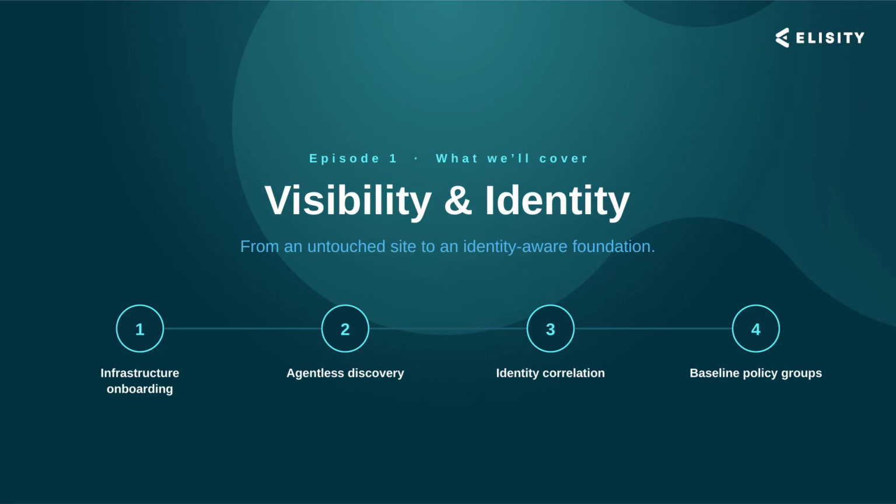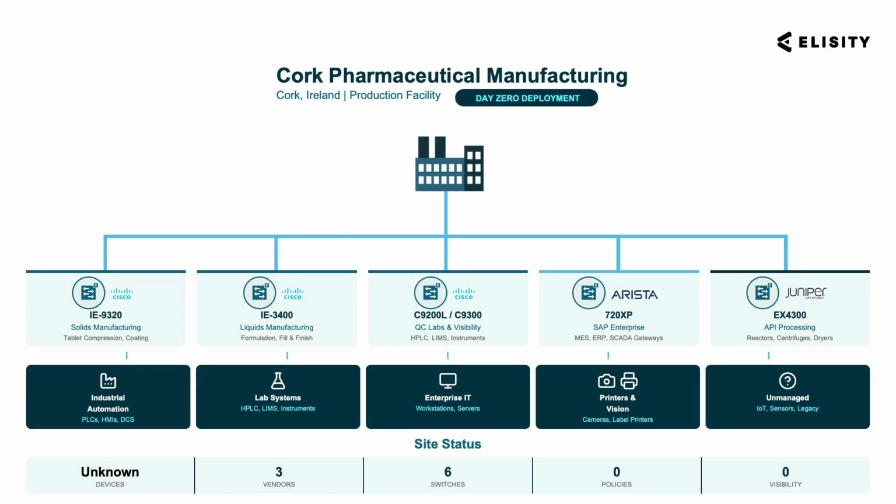We take an untouched site, no visibility, no policy, and deploy Elisity for the very first time. We'll discover every device on the network and build a complete identity for every asset within Identity Graph, coming out on the other side with a foundation everything else is built on, ready to start defining and refining policy. Let's get started. Before we jump in, let me set the scene.